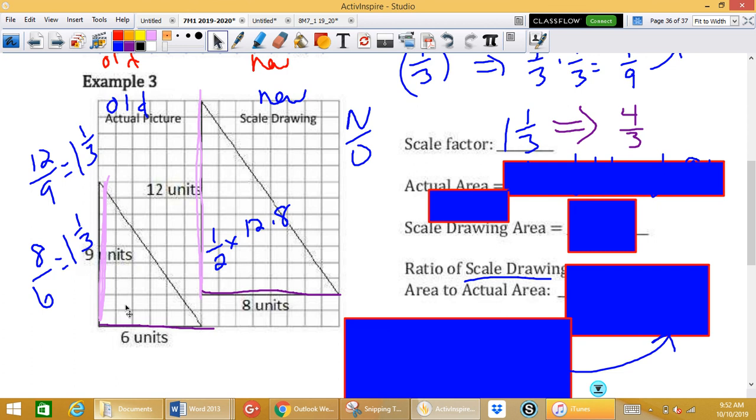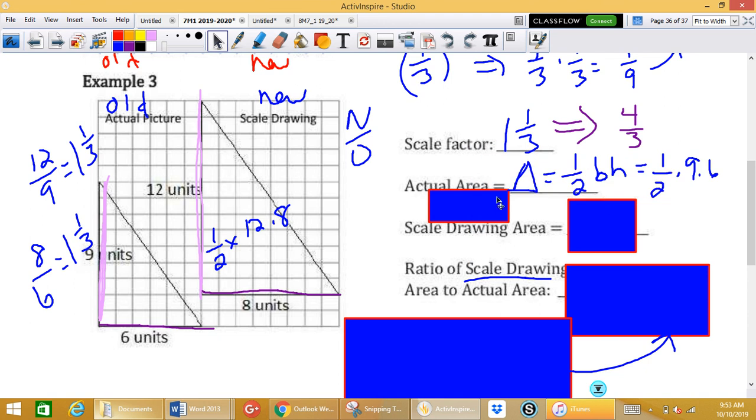So the area of a triangle is 1/2 length times width. So the area of the triangle, 1/2 base times height, length times width. So it's 1/2 times 9 times 6. 9 times 6 is 54, and a half of 6 is 3, so 3 times 9 is 27.